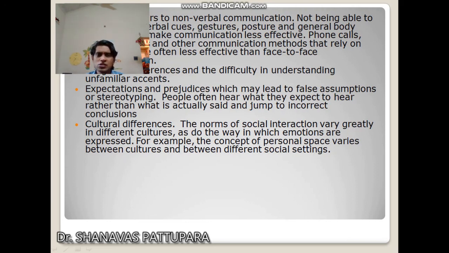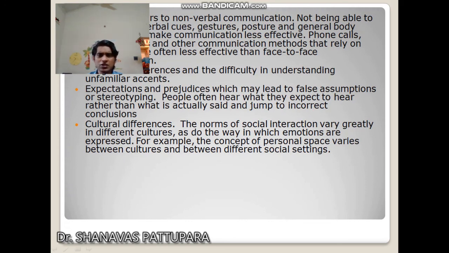So language differences, I already told you. Language difference means, for example, it may be the pronunciation or it may be a different language that the other person is using. So there is a problem of communication barrier. Then expectation and prejudices. That can lead to something, right? Because when a person speaks something correctly, we may feel that that person is absolutely telling foolish things. Then we won't listen to him, right? So that can be a problem.